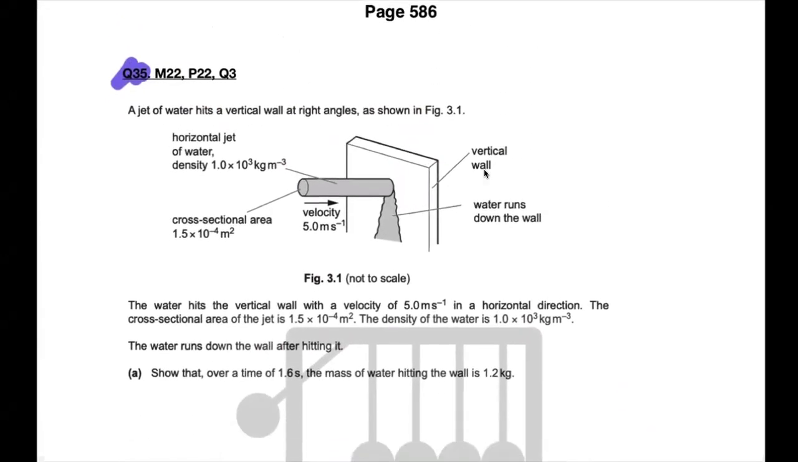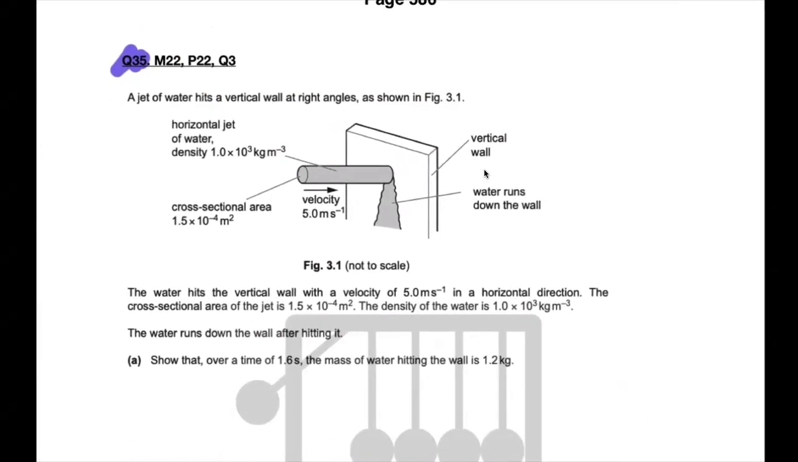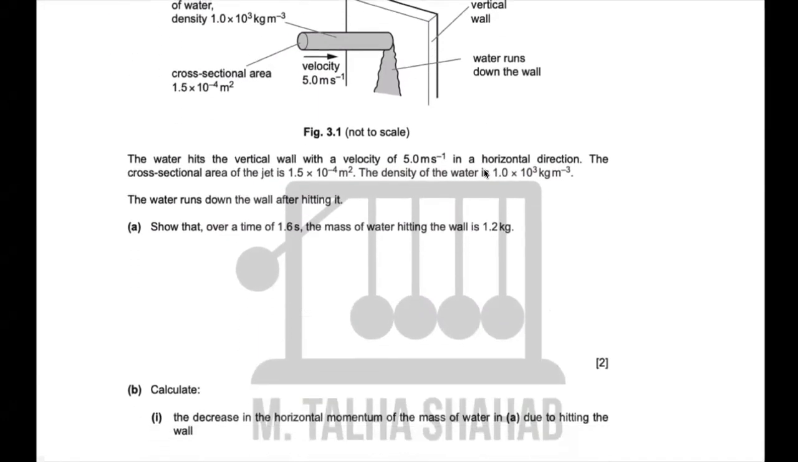This being another one. A jet of water hits a vertical wall at right angles as shown in 3.1. So this is a horizontal jet of water. Density is given, velocity is given, cross-sectional area is given. Water hits the wall with a velocity of 5 in a horizontal direction. Water runs down the wall after hitting it. Show that over a time of 1.6 seconds, the mass of water hitting the wall is 1.2 kg.